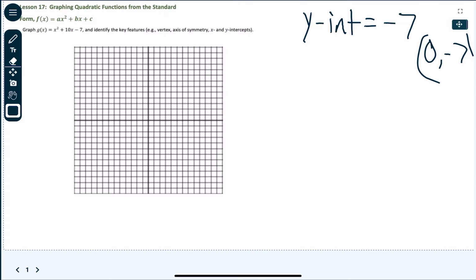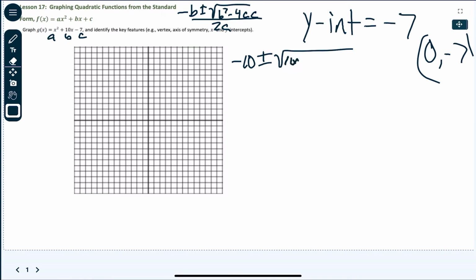Now let's think about this. We know A, B, and C, right? Can we do the quadratic formula? Well, what's the quadratic formula going to tell us? The x-intercept. So let's go ahead and try that. Opposite of B plus or minus the square root of B squared minus 4AC, all over 2A. All right. Opposite of B, -10 plus or minus the square root.